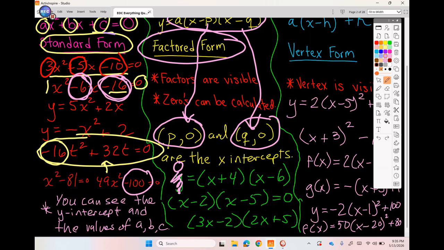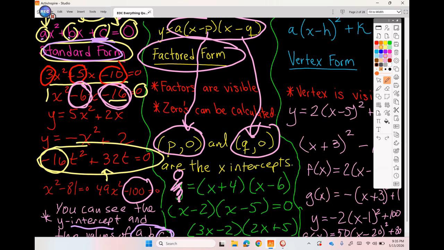In standard form, you can see the A, the B, and the C, and you can also see the y-intercept because the y-intercept is C. That number, that constant, will always be your y-intercept. Just like in linear equations, the constant is the y-intercept. So let's move on to the right side here.